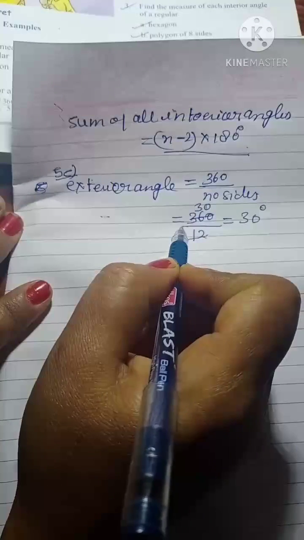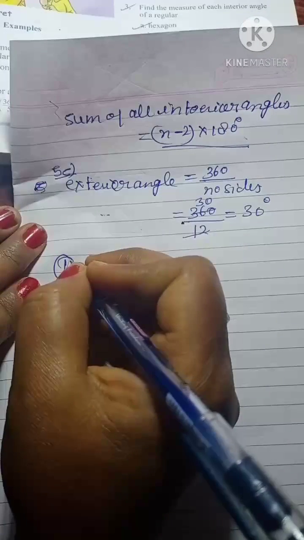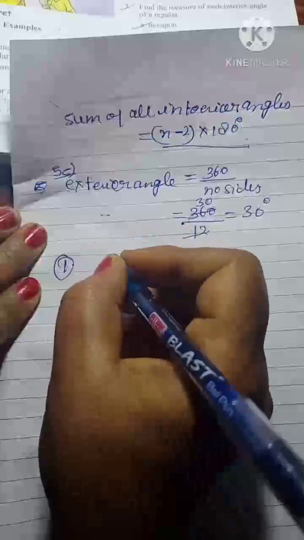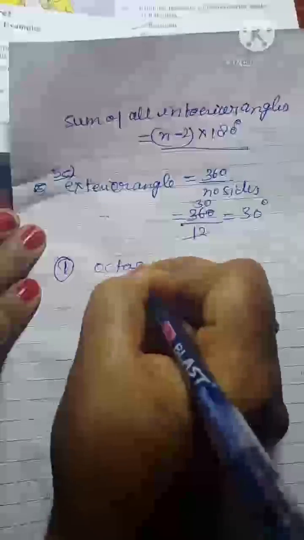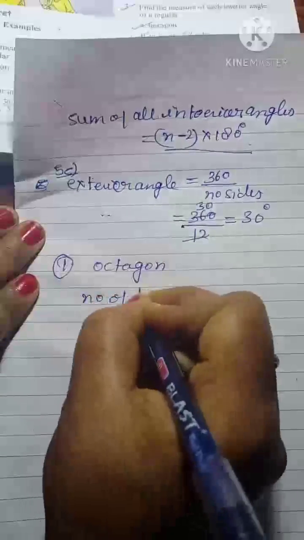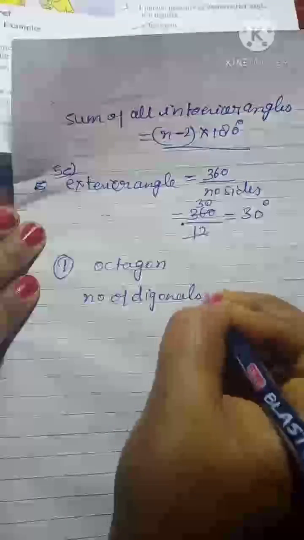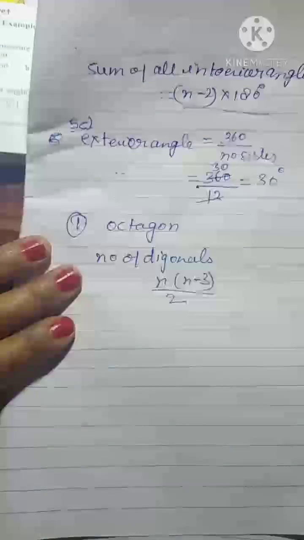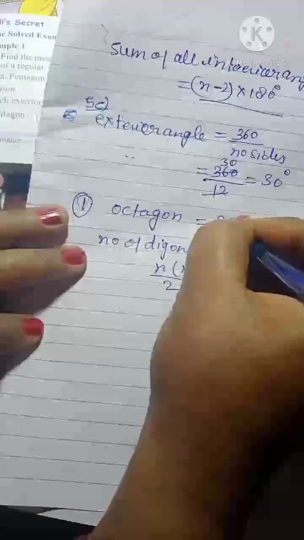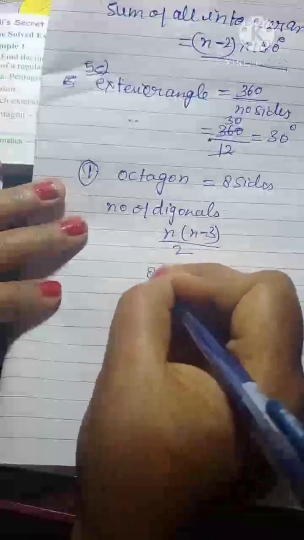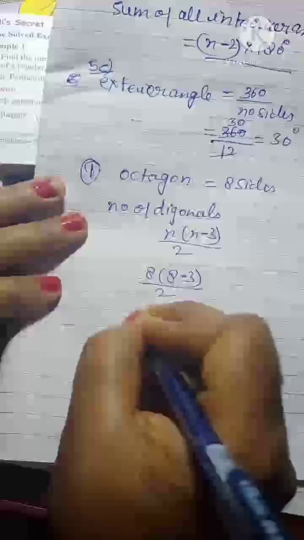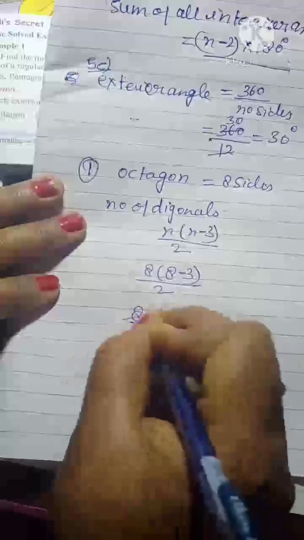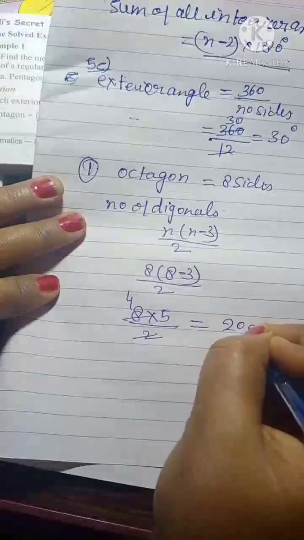Okay, how many diagonals are there in the following polygon? Question number first I am taking. You have to find the number of diagonals in an octagon. What is the formula for the number of diagonals? Number of diagonals is equal to n(n minus 3) divided by 2. Octagon means, beta, 8 sides. So the number of diagonals is 8 into (8 minus 3) divided by 2, so 8 into 5 divided by 2. 2 fours are 8, 5 fours are 20. 20 diagonals will be there.